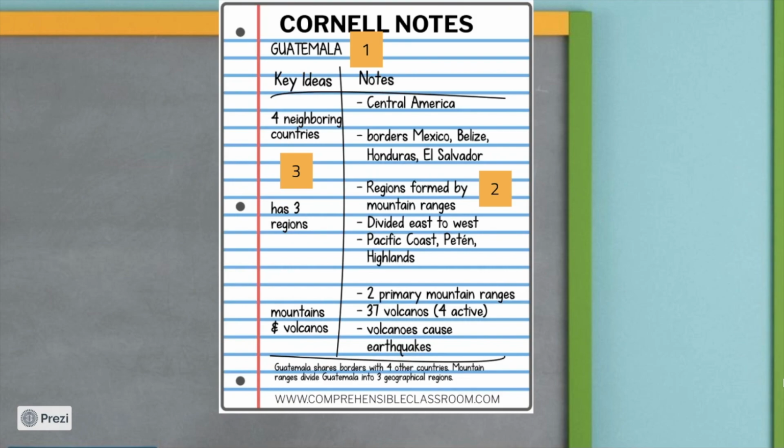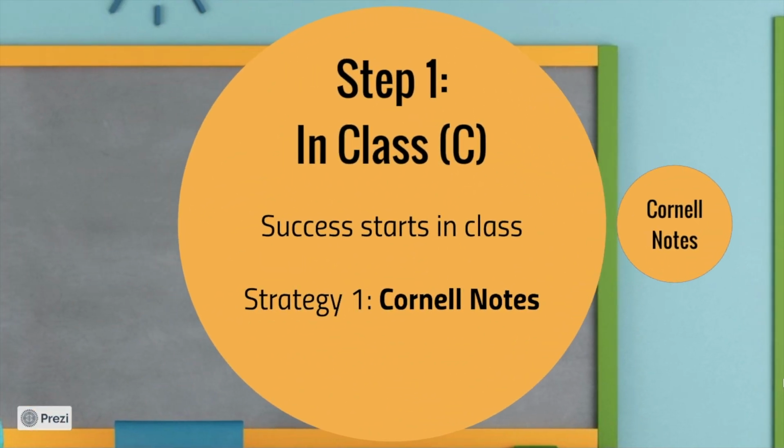Okay, so it has 4 neighboring countries, 3 regions, mountains, and volcanoes. Okay, and down the bottom, we have our summary. Okay, so that's summarizing the entire page into 2 sentences. Okay, so that is Cornell Notes. Really simple, really effective, and that is step 1 for success.